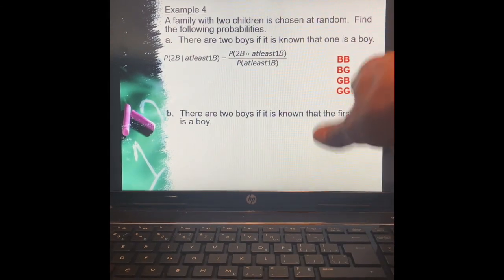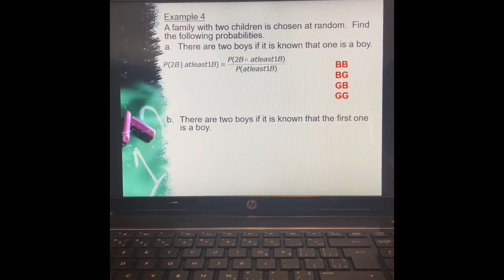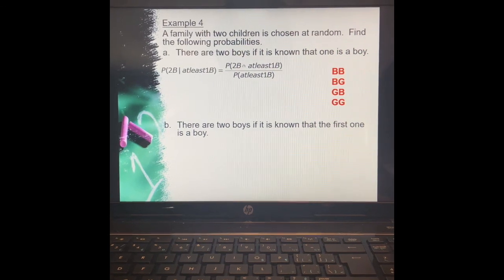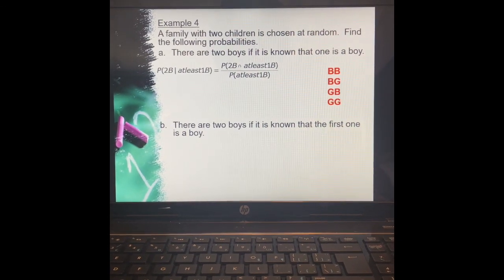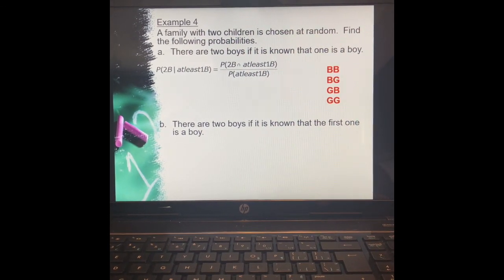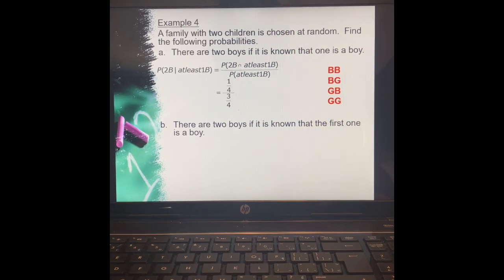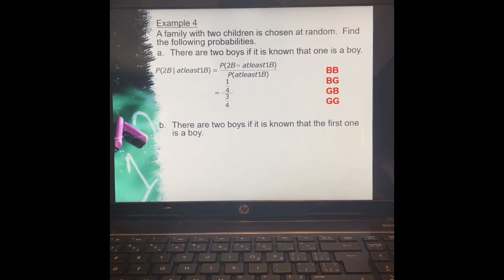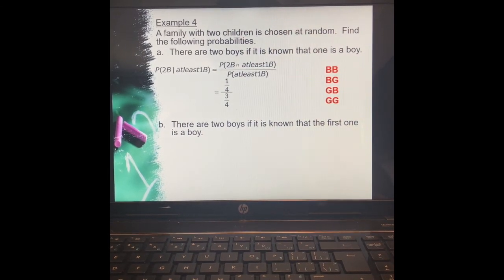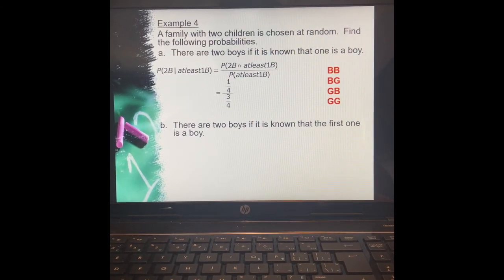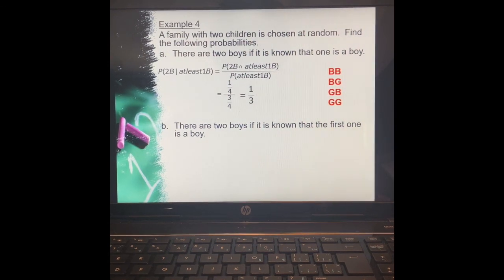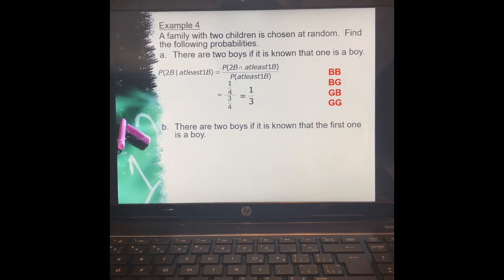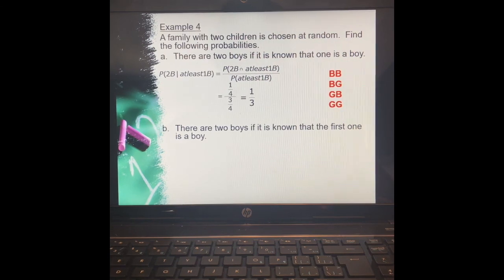probability of at least one boy is 3 out of 4 on the bottom. And 2 boys and at least one boy is just 1 out of 4 on the top. When you switch it up, it ends up being 1/3. So multiply by the reciprocal, cancel out the 4s, and you get 1/3.